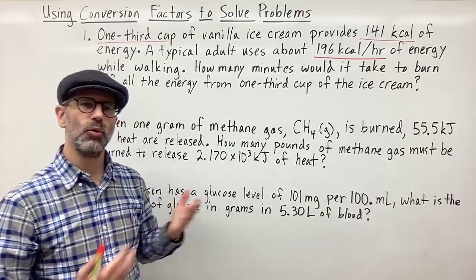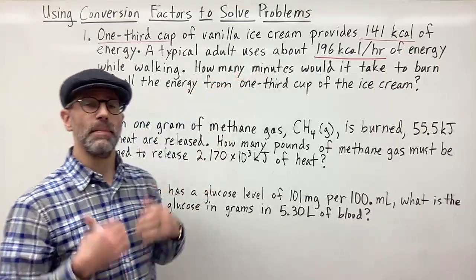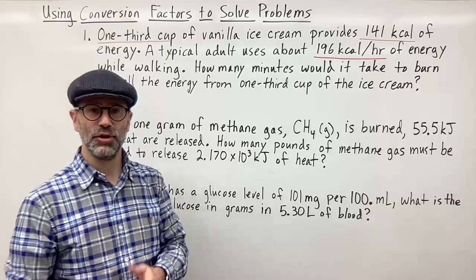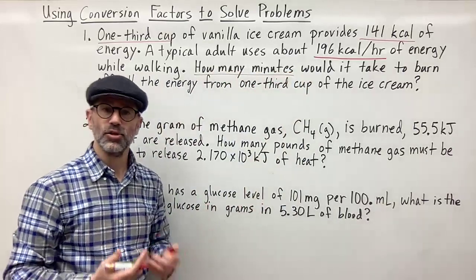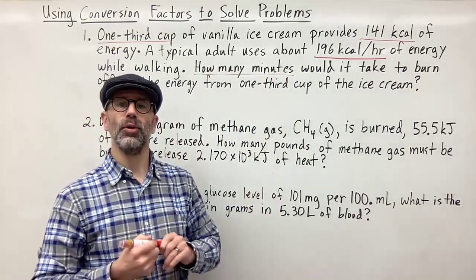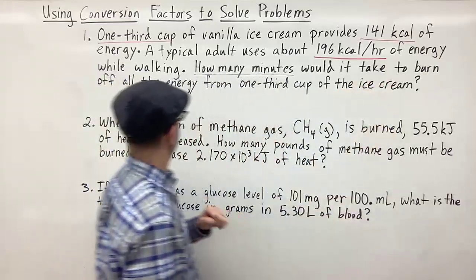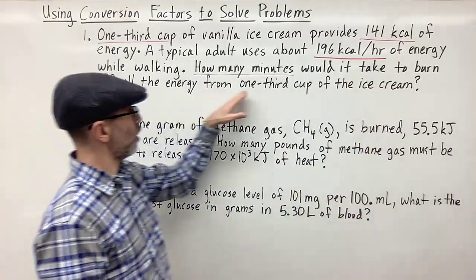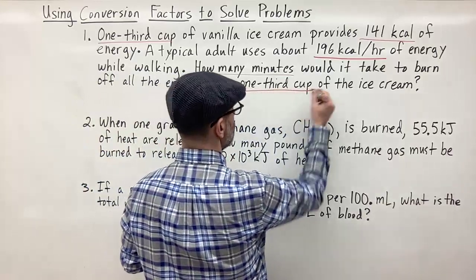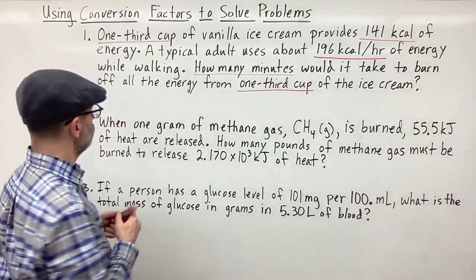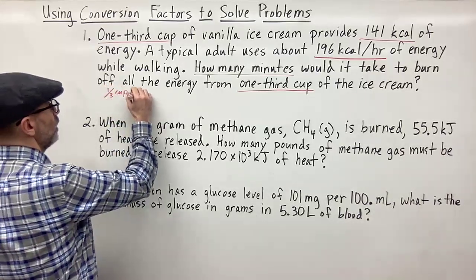Now, where are we going to begin and where are we going to end? Go to the question. It says, how many minutes? The beginning of the question is the end of your problem. So, how many minutes? We want to know the number of minutes. So that's where we got to get to. But where are we going to start? Let's finish the question. It says, how many minutes would it take to burn off all of the energy from what? 1/3 cup of the ice cream. So we got to start with 1/3 cup of the ice cream.